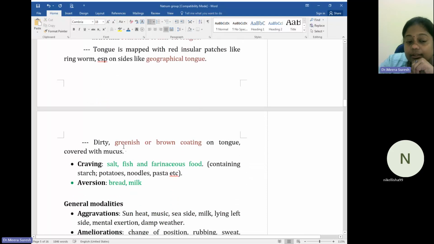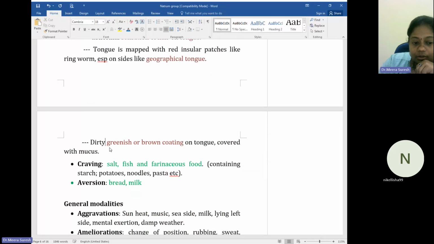Some tongues can be dirty greenish, or a dirty greenish or brown coating on the tongue covered with mucus. Now, there is one Natrum also which I have not mentioned over here, but it will come. Natrum mur, I told you, is the map tongue or the geographical tongue. Then another important medicine is Natrum sulf and Natrum phosphorus, Natrum sulf and Natrum phosphorus.